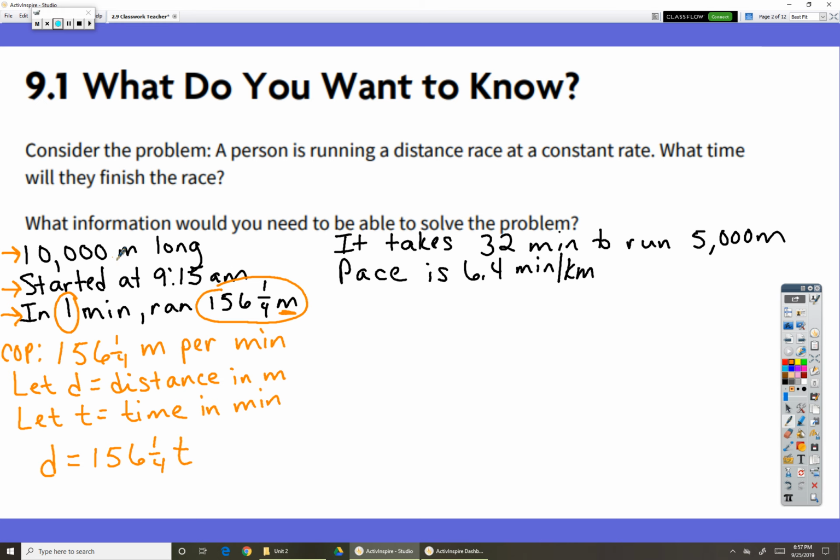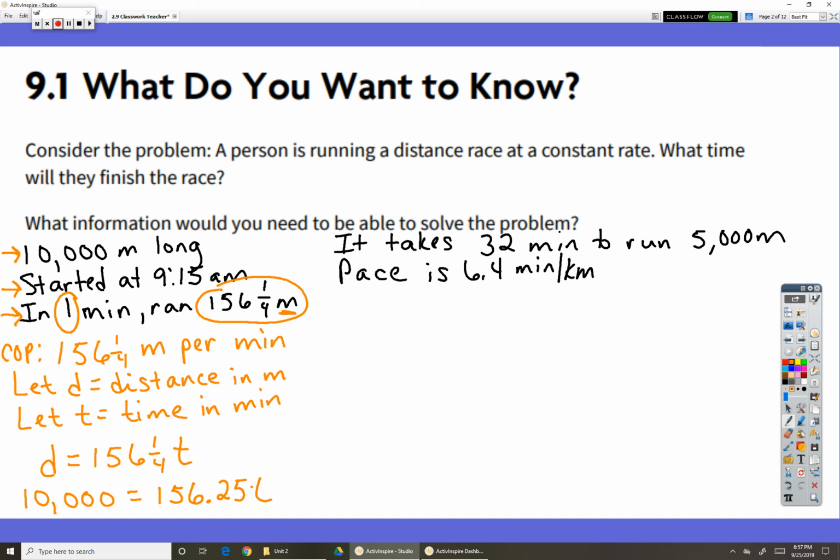I'm going to use this information, that the race is 10,000 meters long. That's the distance. That could go in the place of D in my equation. So I'm going to rewrite this equation, and I'm going to put 10,000 in the place of D. I think I'm also going to change this fraction to a decimal, just because I'm probably going to want to do this on the calculator, and I'm not going to want to use 1/4. So I know that 1/4 is the same as 25 hundredths.